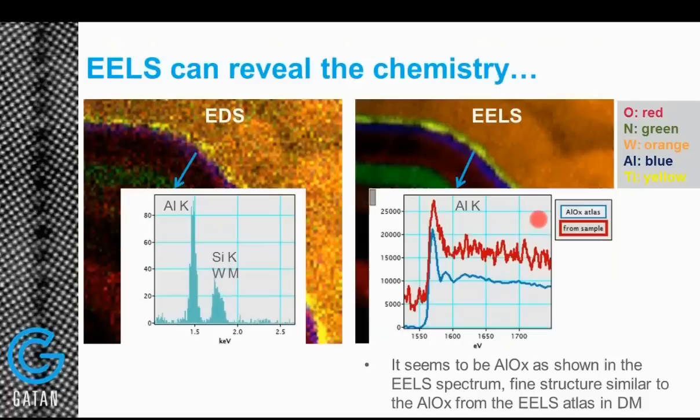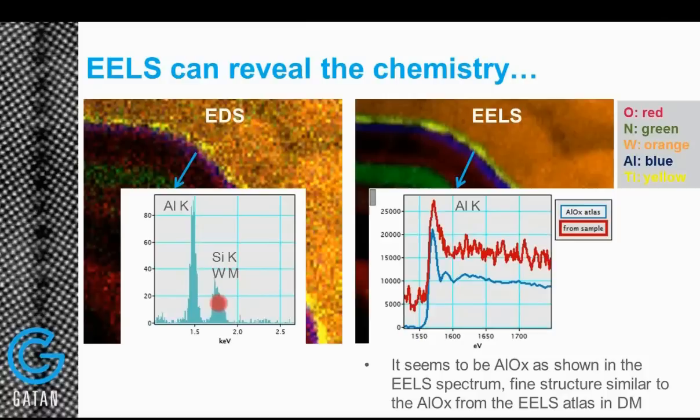In fact, EDS and EELS spectra were acquired simultaneously. If we extract EDS and EELS spectra, in this particular case, EDS from this region and EELS from exactly the same region, you clearly see the aluminum K line, and you also see the silicon K and the tungsten M lines. We don't have enough energy resolution in EDS to separate those lines, so you see a little bit of asymmetry in this line.